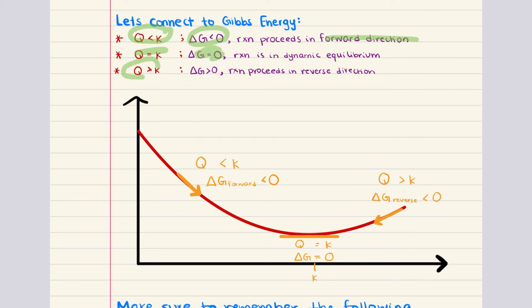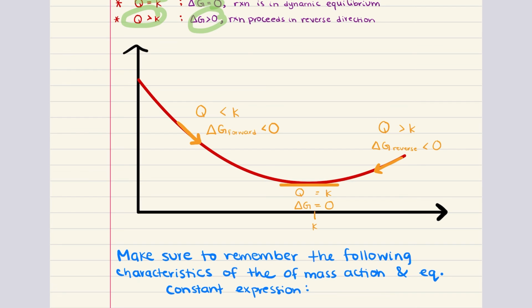Last, when Q is greater than K, delta G is greater than 0. And this indicates that the forward reaction is non-spontaneous. The reaction will actually proceed in the reverse direction to convert the products back into reactants until equilibrium is reached. We see this relationship demonstrated in this figure right here.